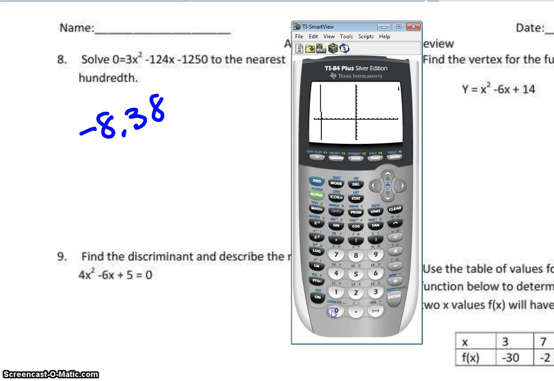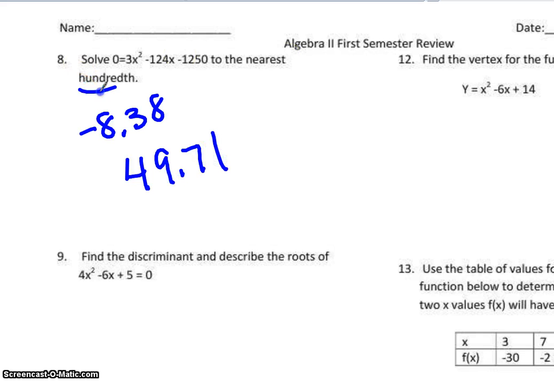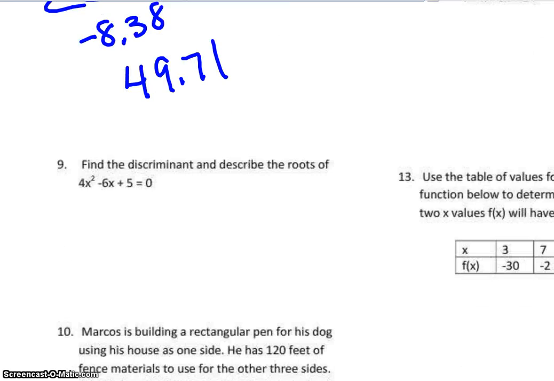Let's go to zoom 0 so we can kind of see what's going on. Let's go to zoom 3 for out. I'm needing to see the second place that it touches the x-axis, so I'm going to enter one more time. And we've got the negative one, now we need the other, so second, calc 5. Go way over to the right, close to that other intersection. Enter, enter, enter. And 49.71 is your other solution. Remember, it said to the nearest hundredth, so I had to give 2 decimal places.